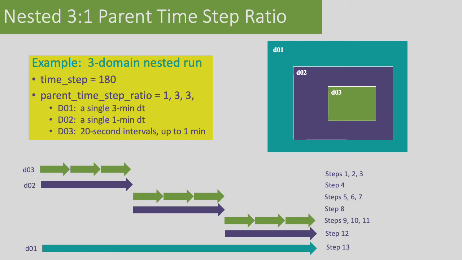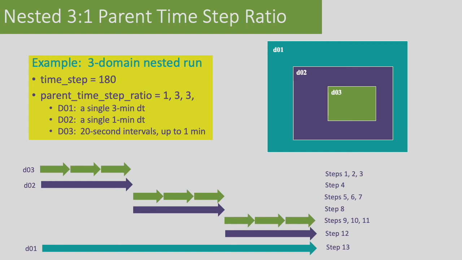Typically, the ratio is set the same as the parent grid ratio, but it does not always have to be that way. There are occasions when it may be necessary to set them differently. So the way this works is, since we have a parent time step of 180 and a 3-to-1 ratio for each child to parent, the time step for domain 2 will be 60, or 1 minute, and the time step for domain 3 will be every 20 seconds.